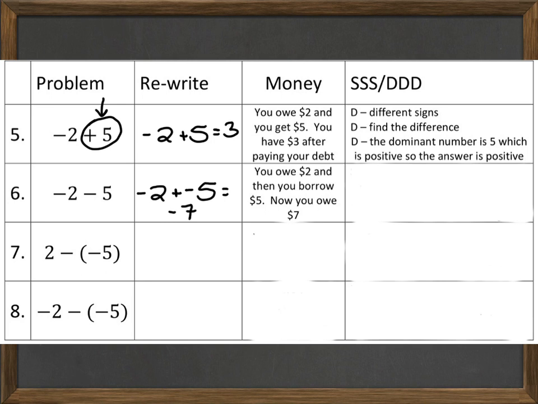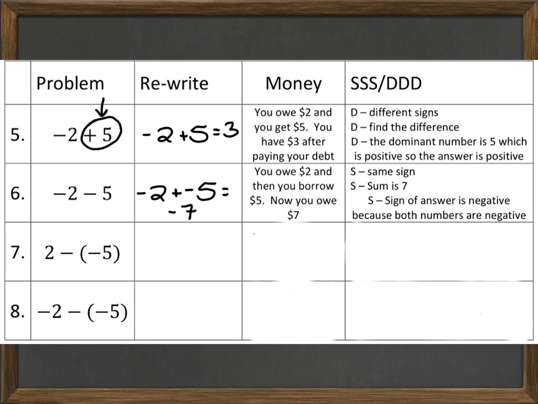In terms of the SSS-DDD method, I know that they have the same sign. I know that the sum of 2 and 5 is 7, and I can see that the sign of both of those numbers is negative. Therefore, my final answer must also be negative.